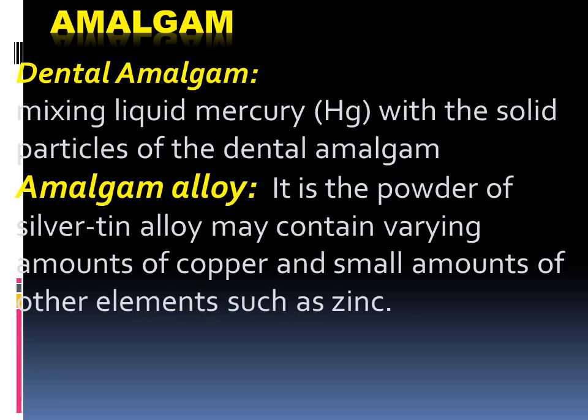My lecture today, lecture 10, is about amalgam, one of the most popular filling materials used in dentistry. Dental amalgam is made by mixing liquid mercury with the solid particles of dental amalgam alloy. It is composed of powder and liquid. The powder is the amalgam alloy, a silver tin alloy that may contain varying amounts of copper and small amounts of other elements such as zinc.